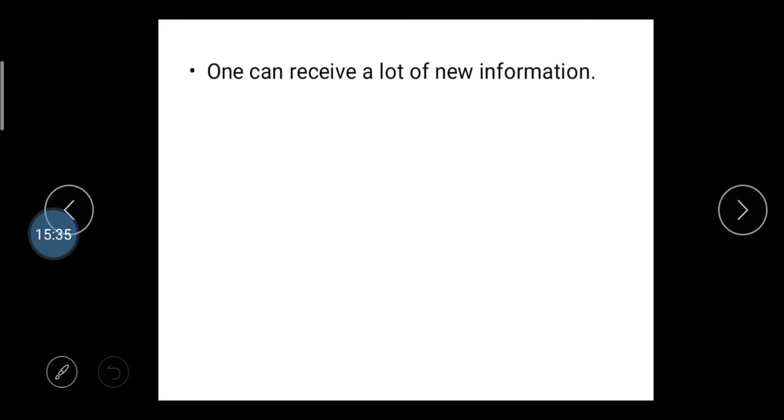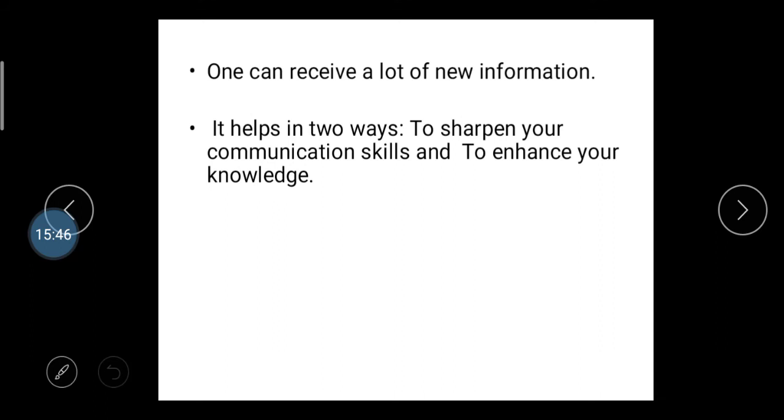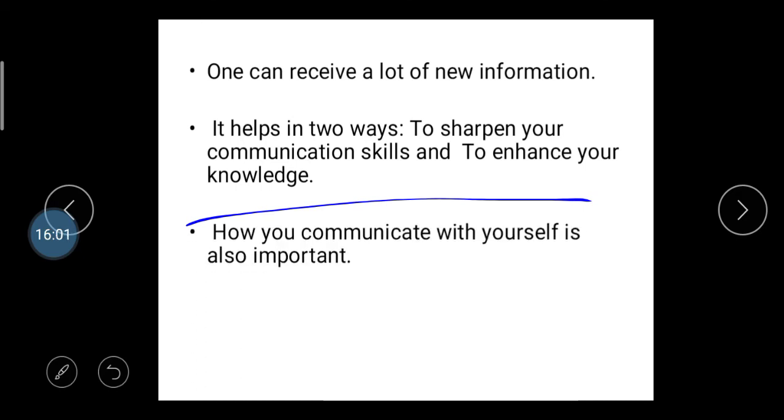Then after, one can receive a lot of new information. Communication means you share new information and new ideas with other people. It helps in two ways: it sharpens your communication skill and enhances your knowledge. If you try to communicate, you sharpen your communication skill and gain knowledge from others. Then after, how you communicate with yourself is also important.